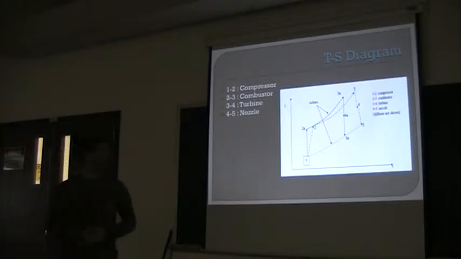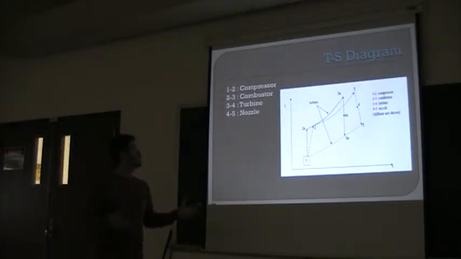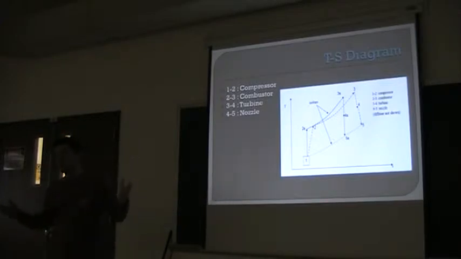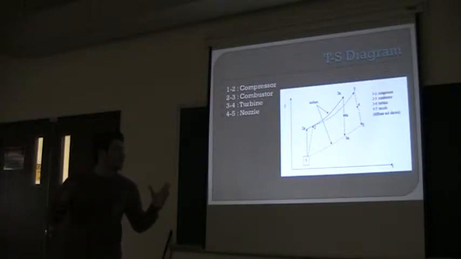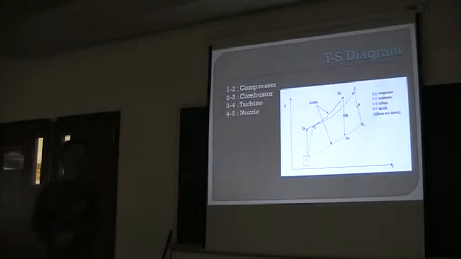But just a little TS diagram. The main idea here is just from 1 to 2 for the compressor and 3 to 4 for the turbine. Ideally, we want isentropic. All of you know that that is not possible. So the closer 1 and 2 can be to isentropic, the more efficient our system will be.